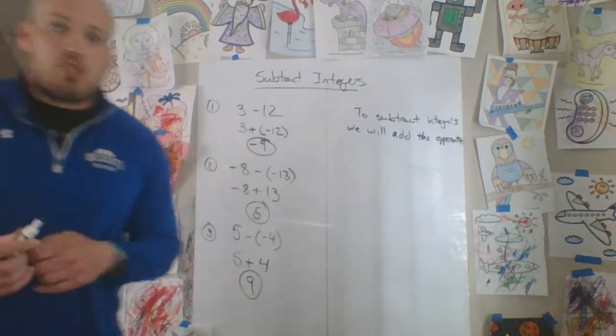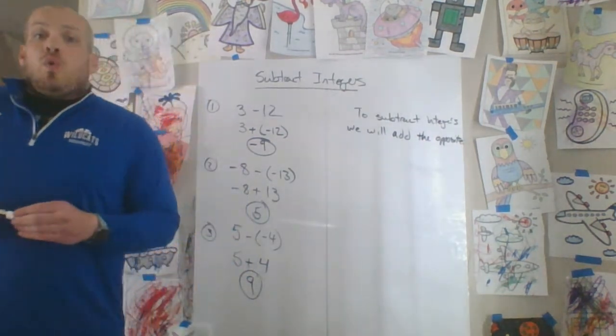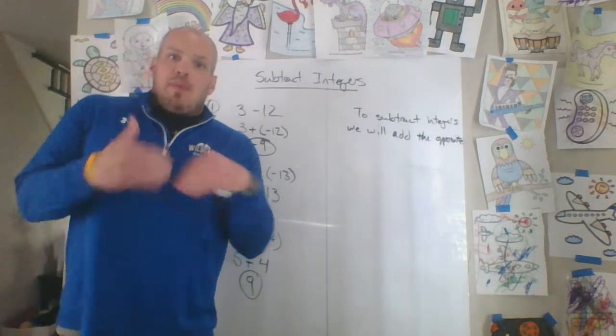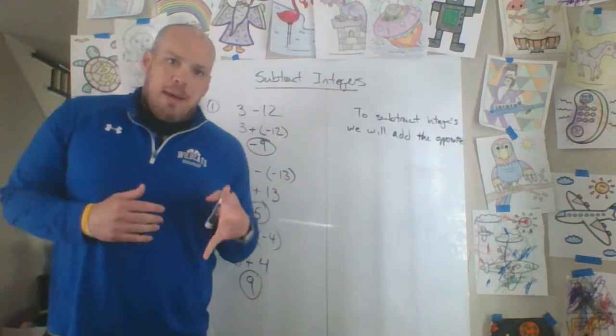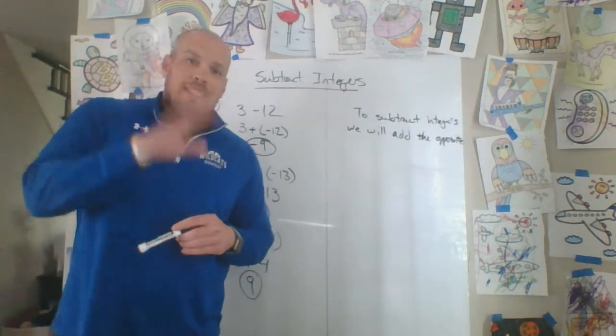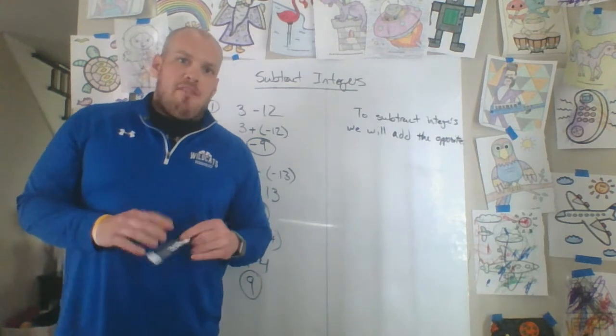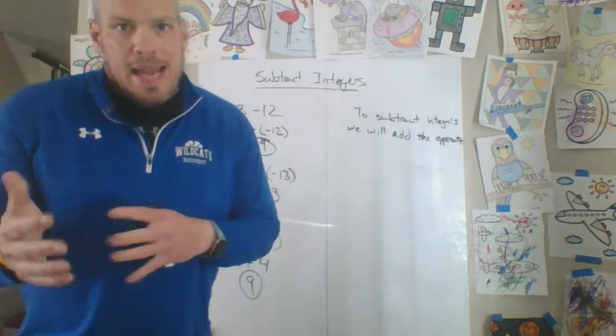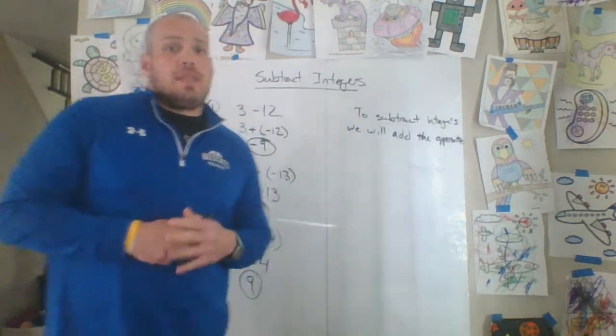So again, when you subtract integers, we are going to add the opposite, rewrite the problem as an addition problem by adding the opposite, and then use those addition steps we have for integers for adding two numbers with the same sign or numbers with different signs.